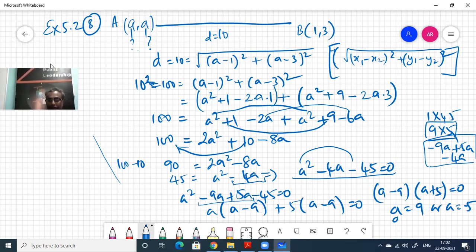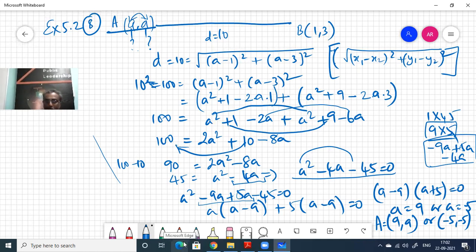That means the point is 9 comma 9. See, the point is what? A comma a. So the point is 9 comma 9 or minus 5 comma minus 5. Either point will work. You understood the sum? Very easy sum. He is given one point and the distance and is asking you to find the other point, given that both the abscissa and the ordinate are the same. So very easy. If you have any doubts, you can ask.